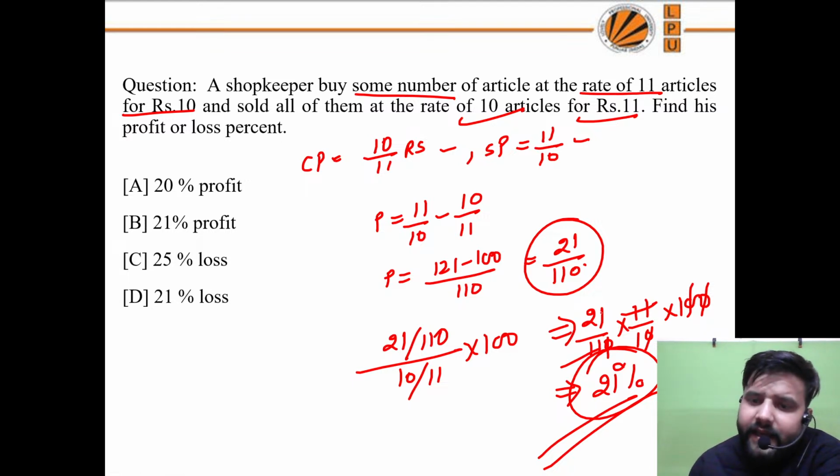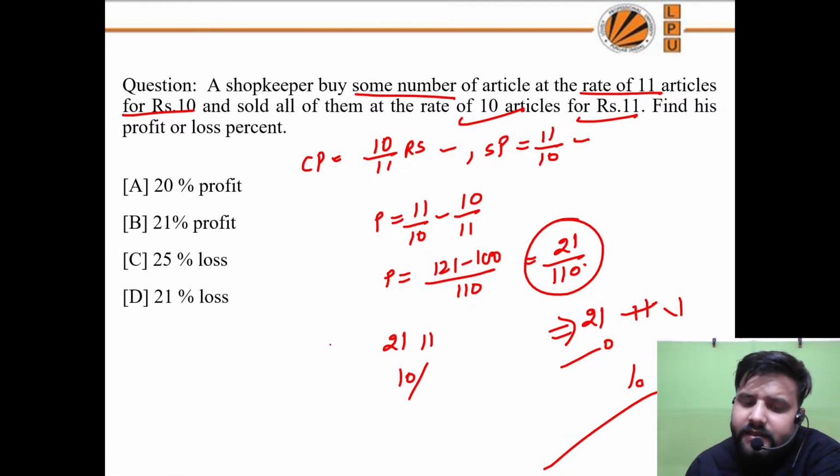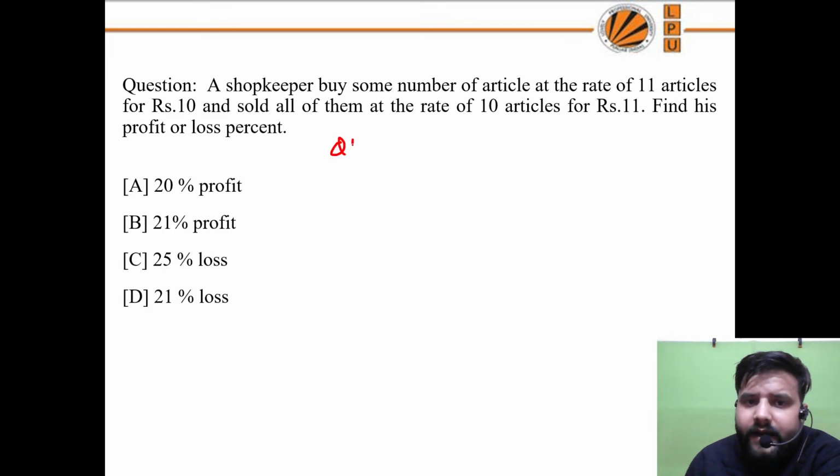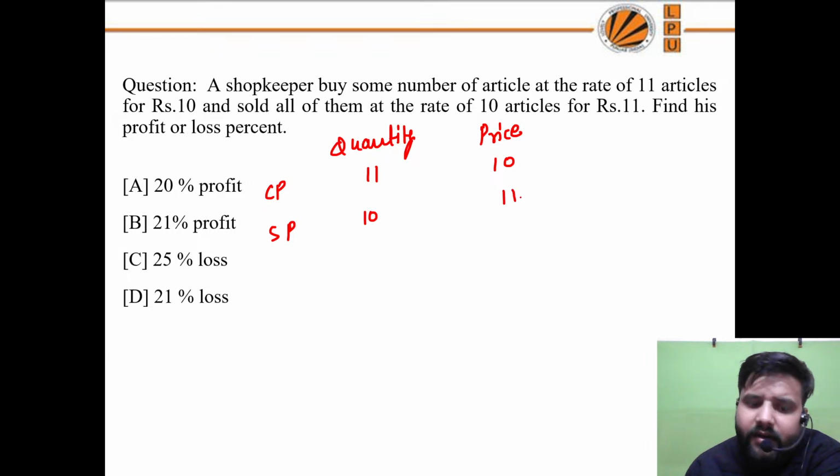Alright, the same question can be done in another way also. Let's see this. See here, if I write quantity and price, so in CP the quantity is 11 and the price is 10. In SP the quantity is 10 and the price is 11.